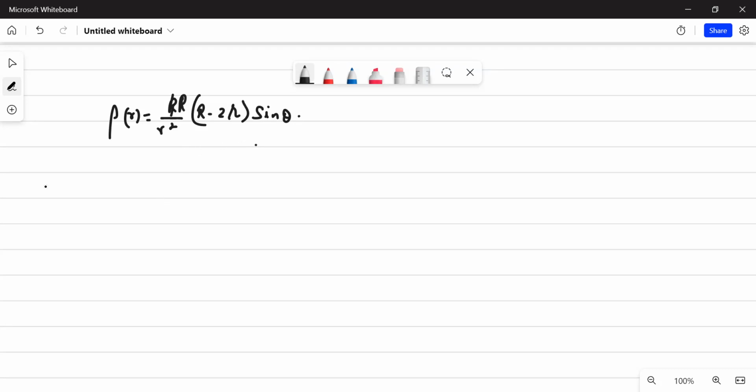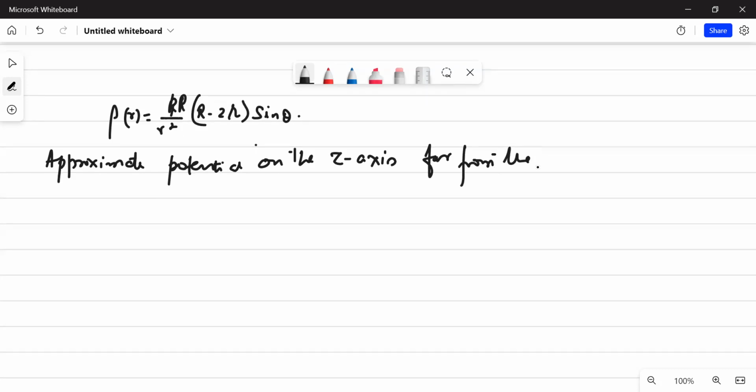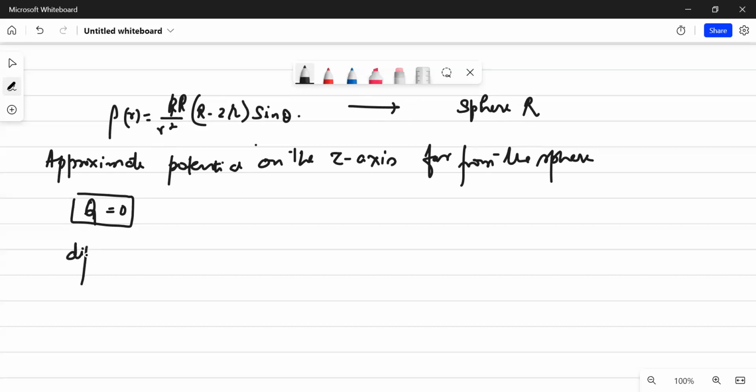And we wanted to find an approximate potential on the z-axis, very far away from the sphere. So this is what we were intending to find, right? And we found that the total charge is equal to 0. And this charge density was carried by a sphere of radius capital R, which is something that we've already done. We also found that the dipole contribution to the potential is also 0.